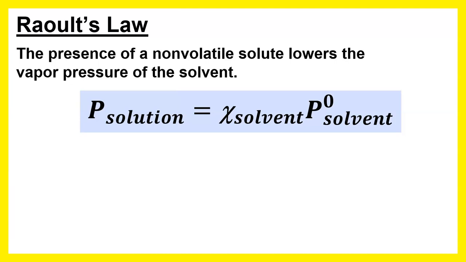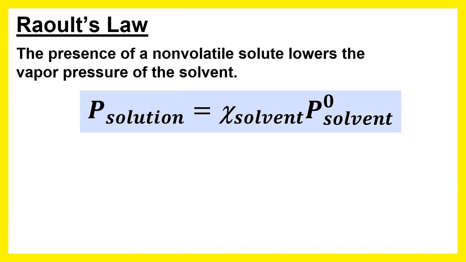So when we have a non-volatile solute inside your solution, it's going to lower the vapor pressure of the solvent. So if we have a solvent like water, there's a certain amount of particles that are in the gas phase at the top of the container, has a certain vapor pressure. If I add, say, salt to it, the addition of that solute is going to result in not as many water particles being in the gas phase. And so the vapor pressure in the container will be lower than if you only had water.